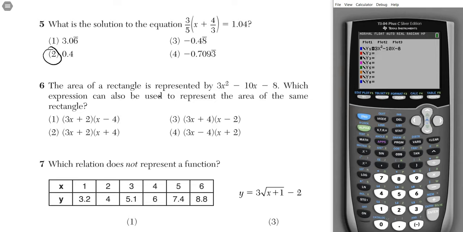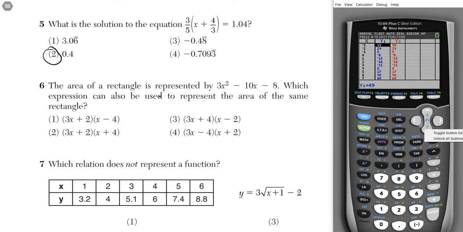And then, let's say, choice 1, 3x plus 2 times x minus 4. Now you can do it by graphing. Personally, I prefer to use the table. Now, if they're equivalent, then they should be coming out exactly the same, right? As you can see, when x is -3, they're both coming out to 49. When x is 5, they're both coming out to 17. So it looks like they're both the same.